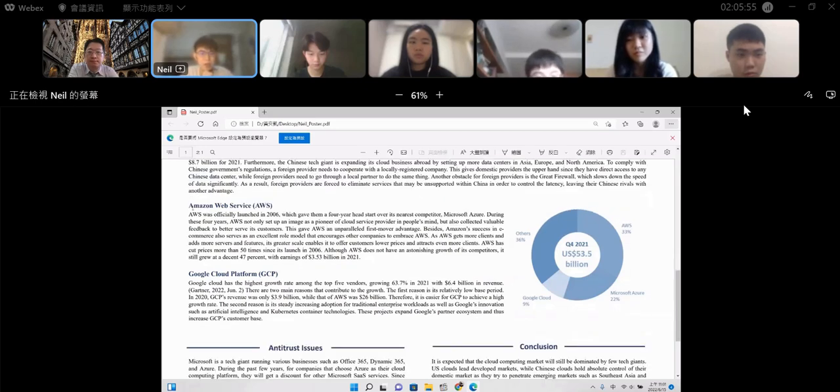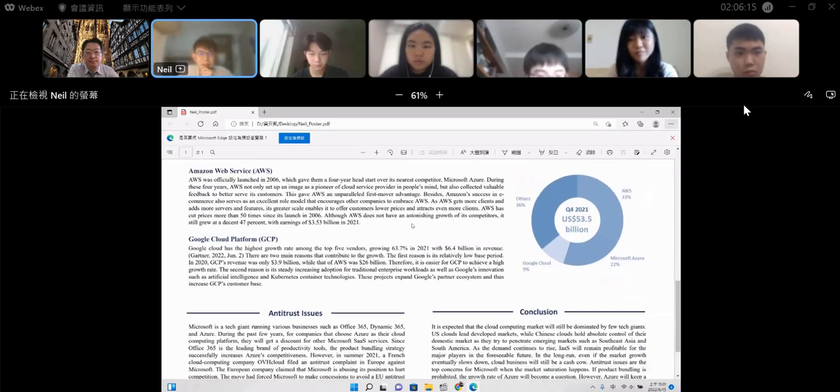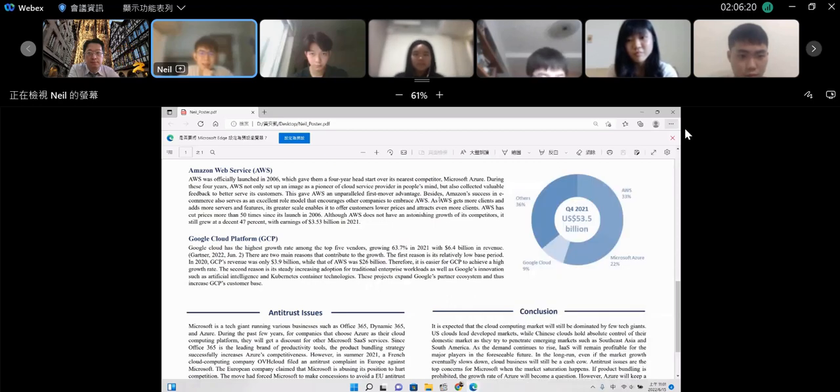All right, so we move to AWS. AWS is the leading player in cloud service worldwide. It has almost 33% of the market share, and AWS is a pioneer in this field. It mainly focuses on startups. For instance, Netflix and Airbnb are both its clients.